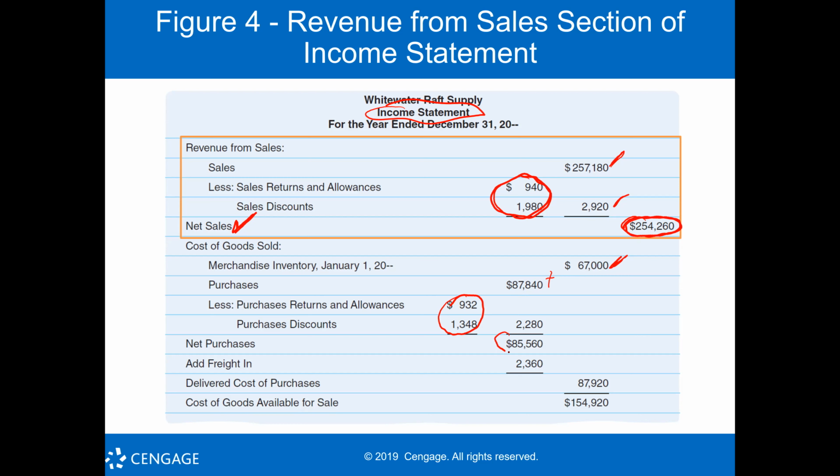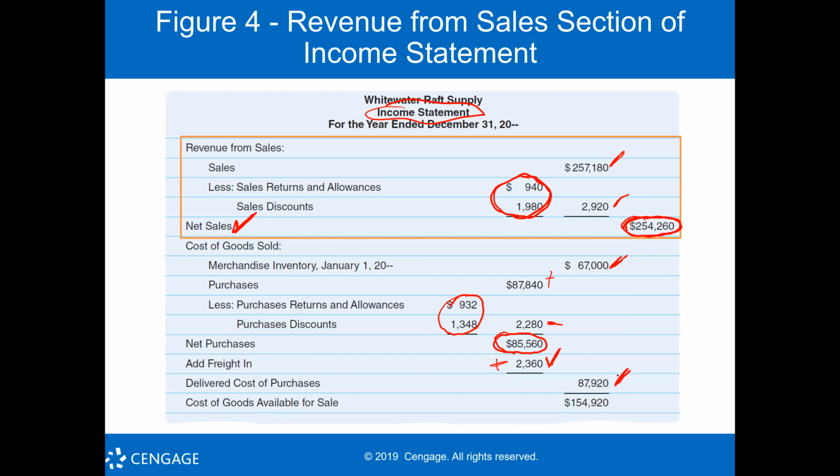That gets us to net purchases, right? We're adding freight in, and then we've got the delivered cost of purchases. So we took our 67,000 plus 87,840, minus 2,280. So this was a minus. That gave us the 85,560. And then we added freight in, and that gave us that delivered cost of purchases.